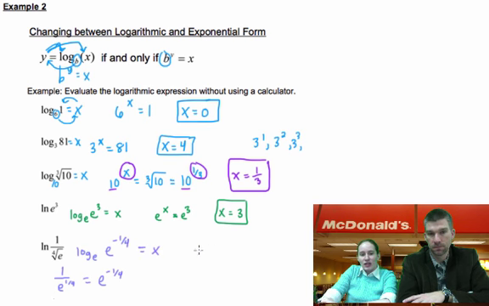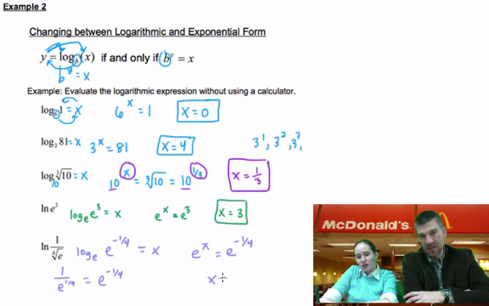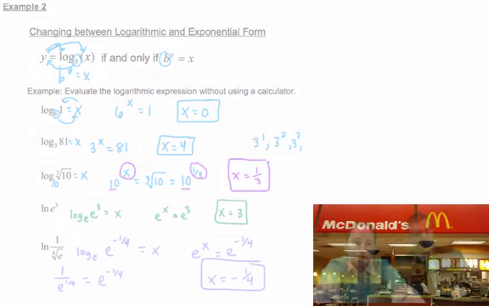So that's equaling x, and we do e to the x equals e to the negative 1/4. I happen to know what x is. Yeah, negative 1/4. That's what I said. Awesome. Okay, good stuff there.